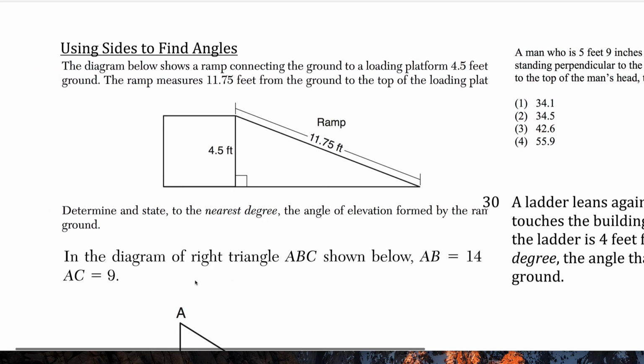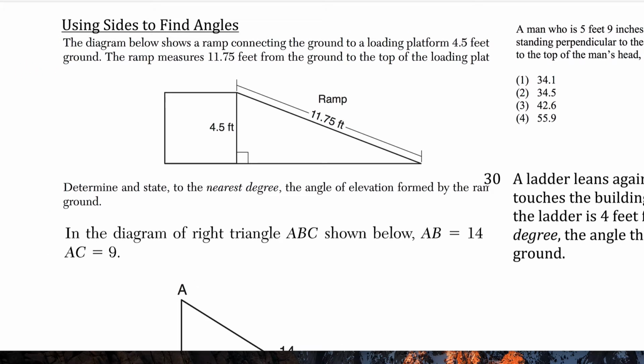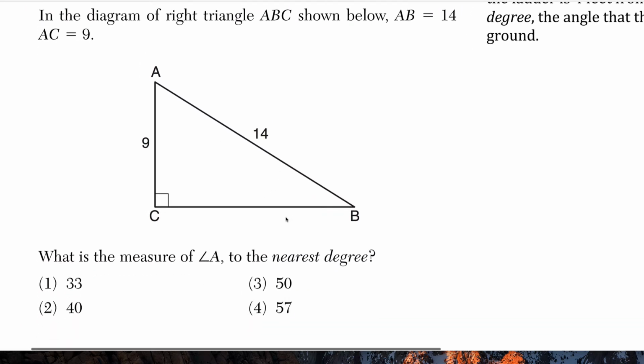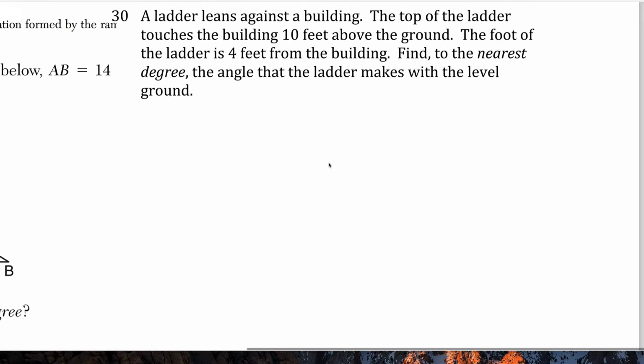Alright, let's continue on. Now we're working backwards to find the angles from the sides. So we want this angle of elevation. It's opposite over hypotenuse. So sine x equals opposite 4.5 over hypotenuse 11.75, and you're gonna do second sine. Okay, that should be easy. And I think everyone on this page is gonna be the same. So same thing here. You're looking for angle A. It's adjacent over hypotenuse, so cosine, second cosine, 9 over 14.